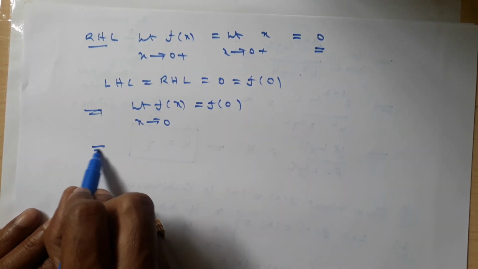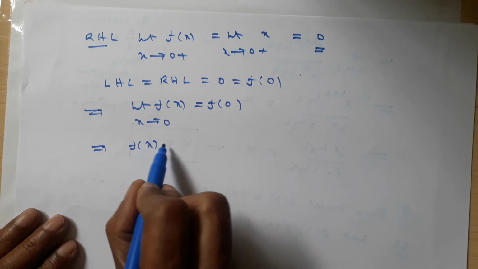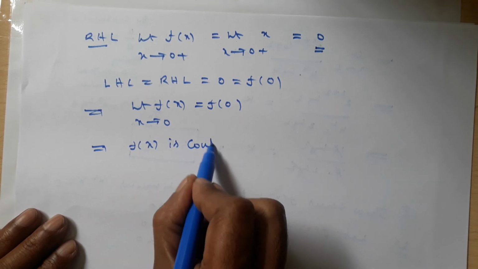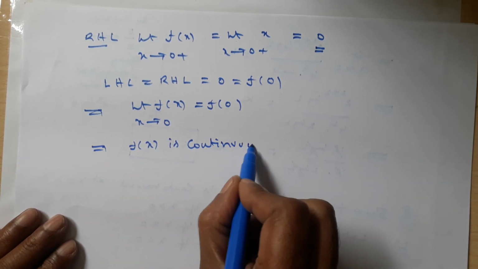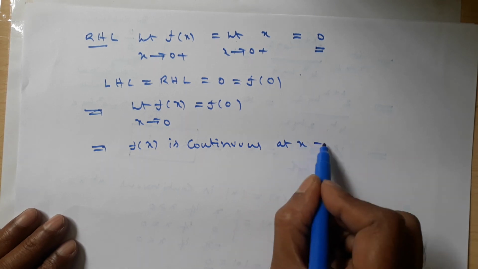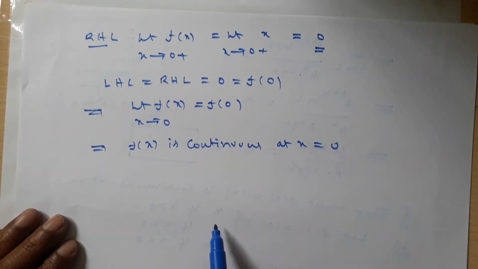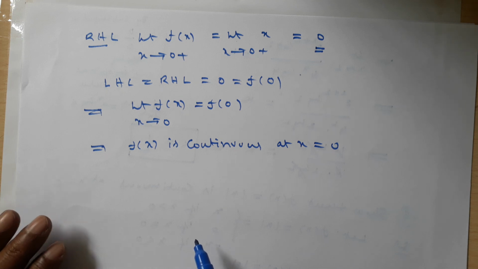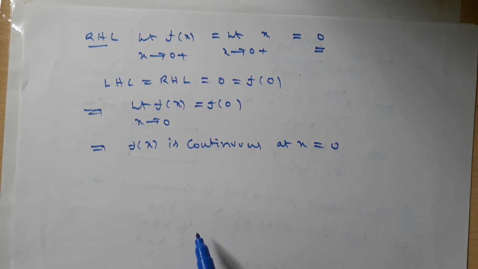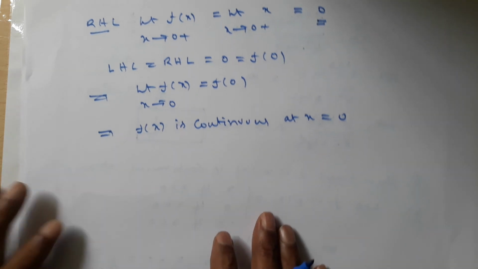So that only f of x is continuous at x is equal to 0. So the modulus function is continuous at x is equal to 0. Next, note.